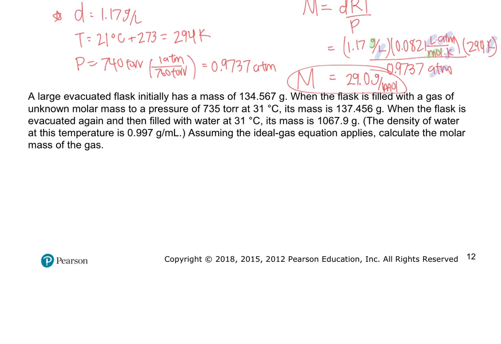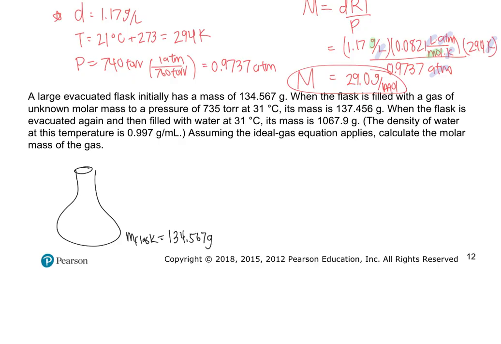Okay, in this next problem, we have a large evacuated flask. Initially it has a mass, so we have a flask. I'm going to draw it. Mass of the flask is 134.567 grams. How convenient on those numbers.